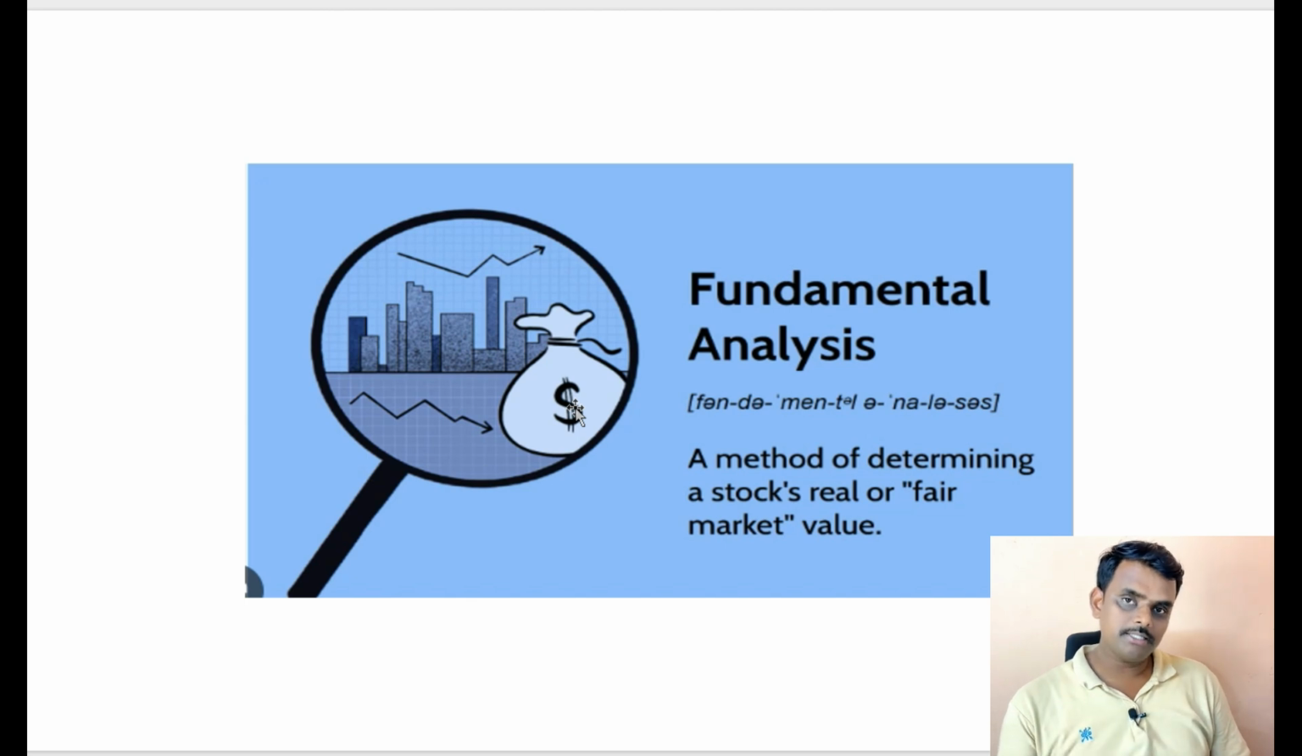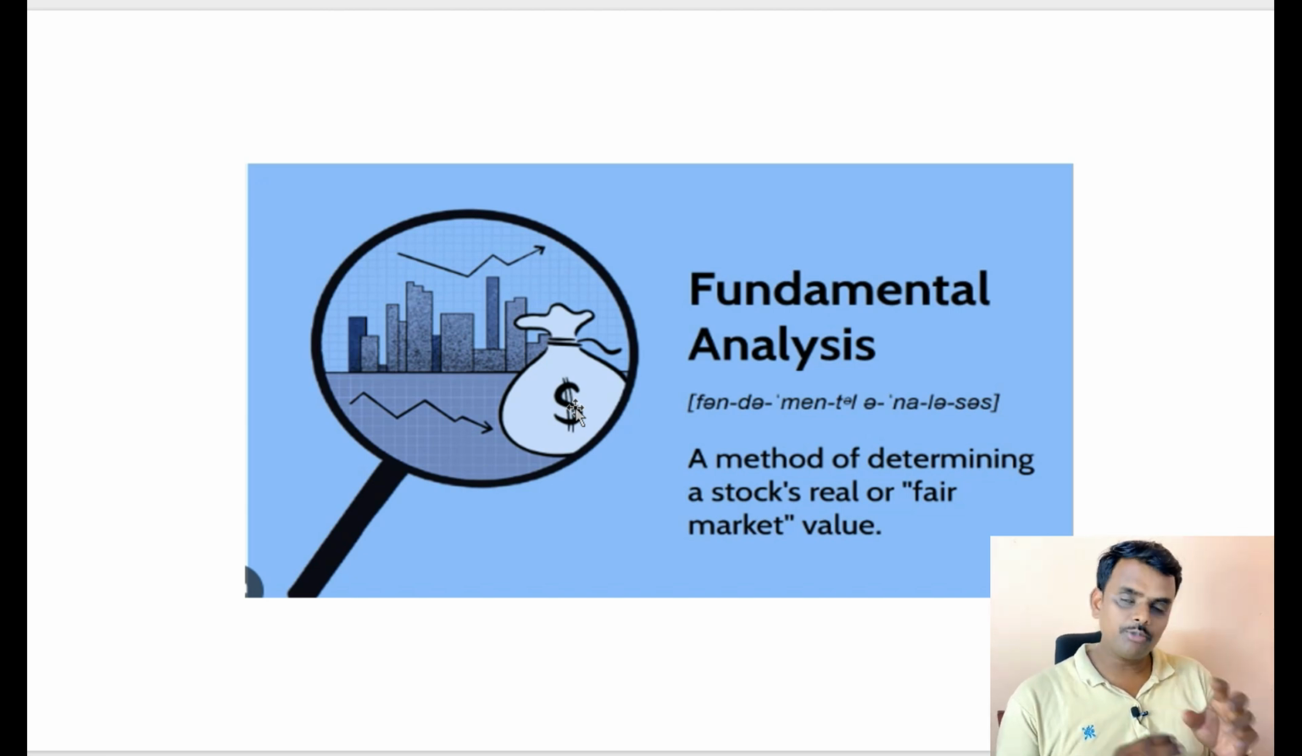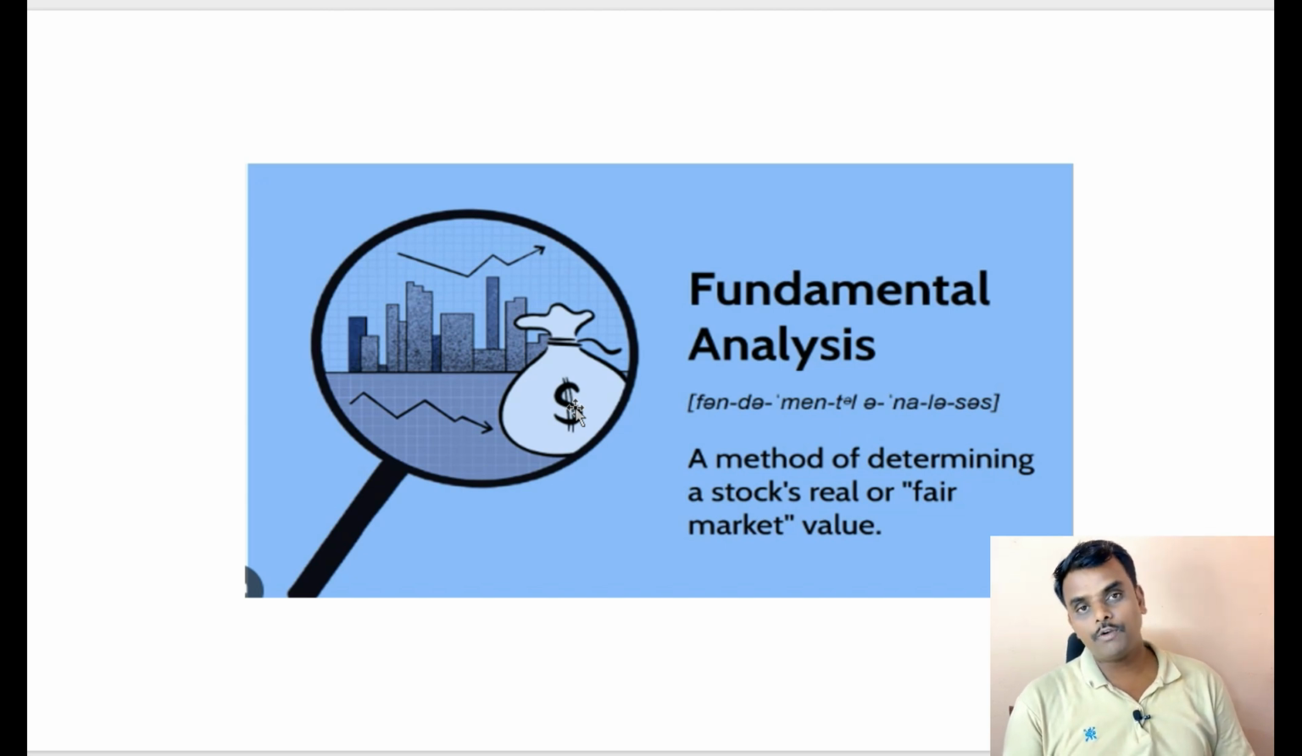In this fundamental analysis, which is a very important way of analyzing the company's financial statements, such as profit and loss accounts, balance sheet, cash flow statement, and the return ratios, where and how efficiently the company is operating and generating value for the shareholders. Before getting to the details of all that, let me explain to you what is fundamental analysis.